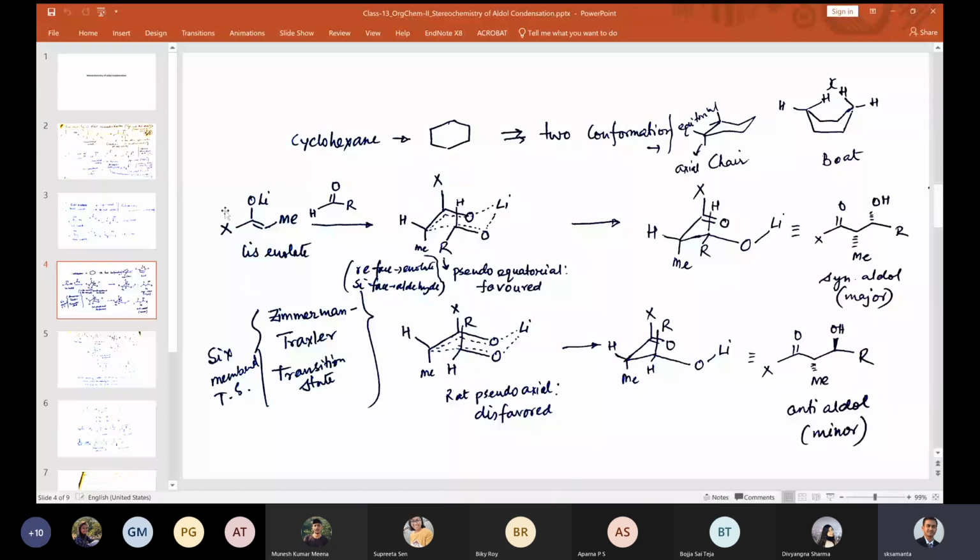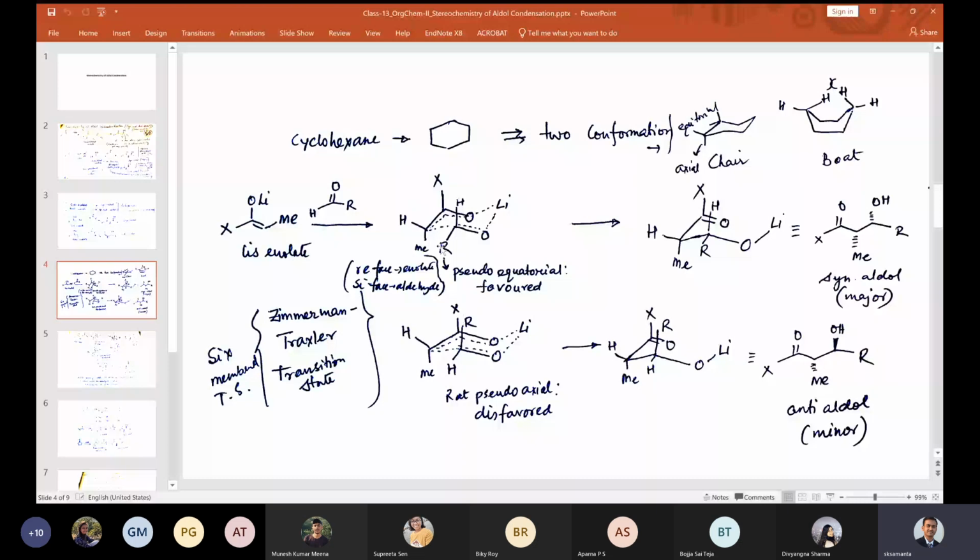First situation is the cis enolate, and this has two faces. One is the Si face, another is the Re face. First we interact with the Si face and we get the syn-aldol. Then we get the Re face, and we get anti-aldol. In this case, the syn-aldol is major because the XH interaction is minimum compared to the XR interaction here, because those are in the axial position.